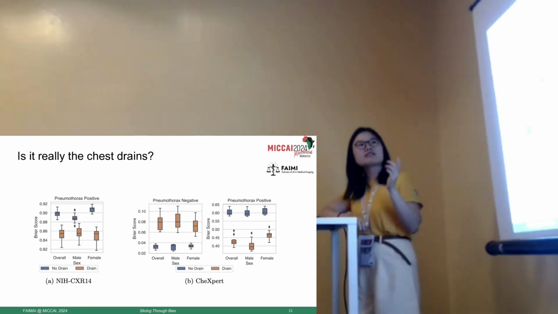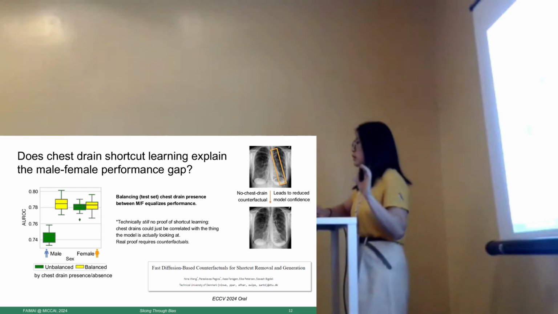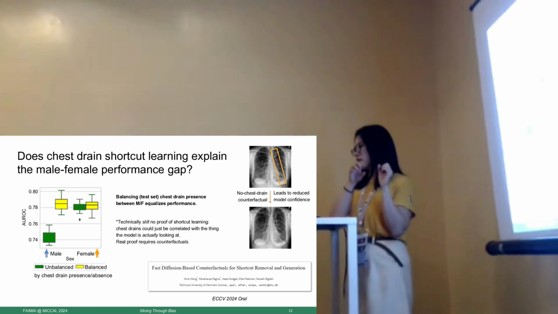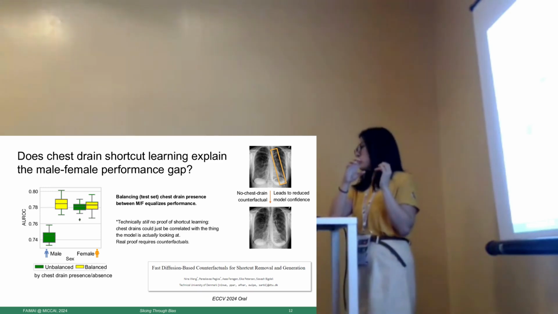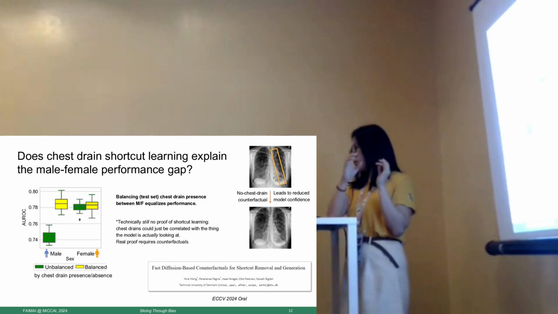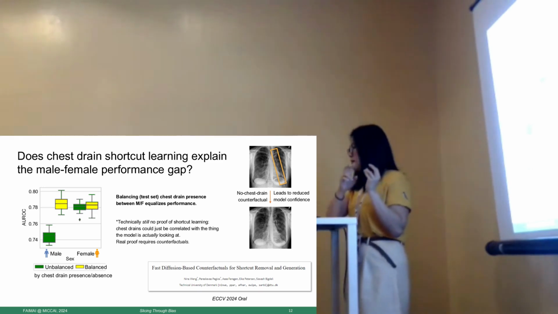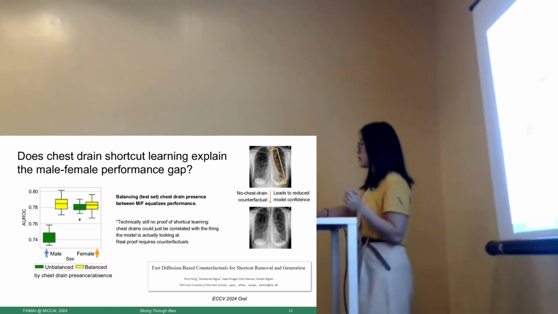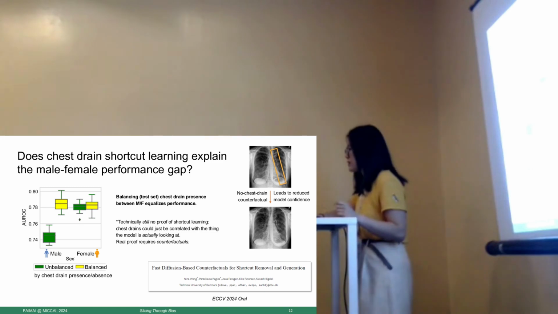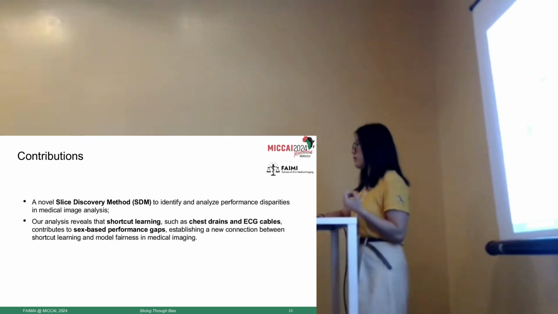We also do a test where we balance the dataset, here for the CheXpert dataset. You can see that the green box is before we do anything, in the original data distribution, and you see the performance difference among gender. When you balance it with the chest drain, the performance becomes similar, and also better. So this is also, not technically a proof, but evidence of the shortcut learning.